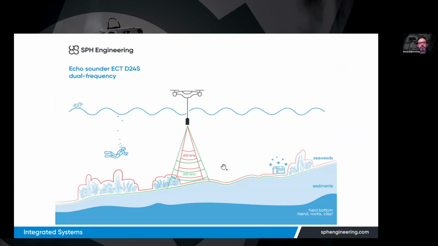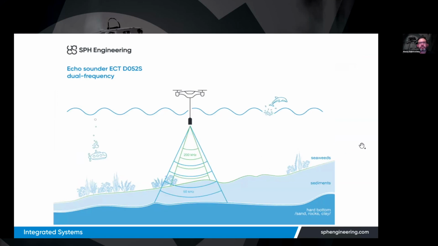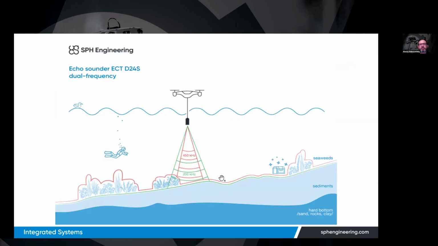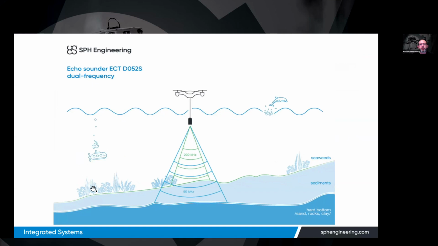And last model, dual frequency echo sounder, model called Echer DD052, has frequencies 50 kilohertz and 200 kilohertz. 200 kilohertz is the same as in previous model, lowest frequency of previous model. It will penetrate through all vegetation, all small reflectors on the bottom, and will measure the distance till the top surface of the bottom.